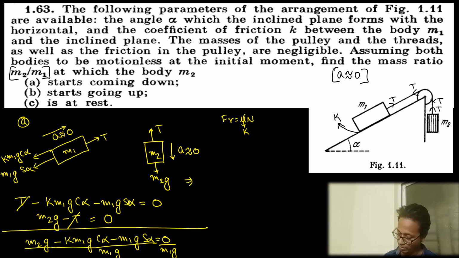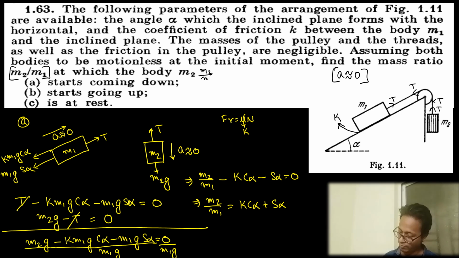So m2 by m1 minus k cos alpha minus sin alpha is equal to 0, or m2 by m1 in the first case will be k cos alpha plus sin alpha. So m2 by m1 for the first case is equal to k cos alpha plus sin alpha.